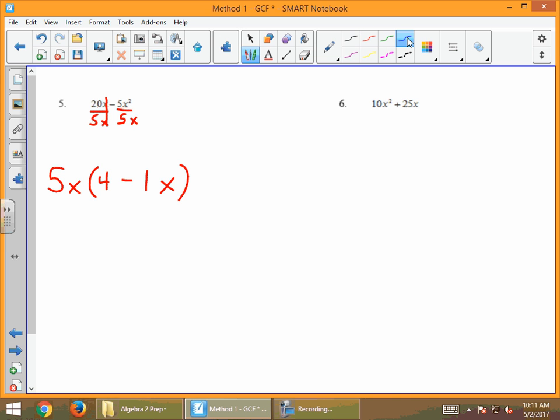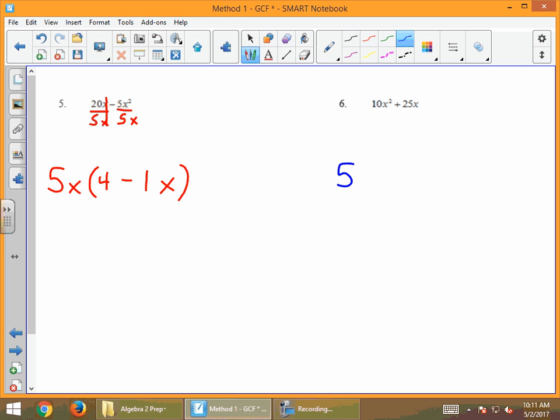Number 6. Smallest number is 10. Does 10 evenly go into 25? So the number has to be less than 25. Okay, that sounds cool. What number? 5. We know it ends with a 0 or 5. 5's our only other choice. So we got 5 going on here.